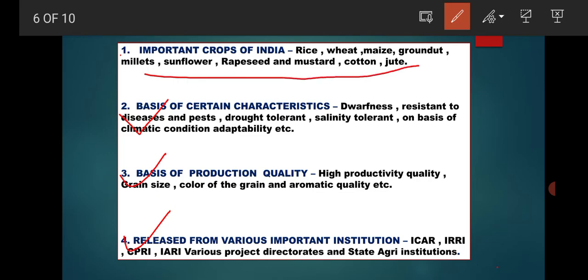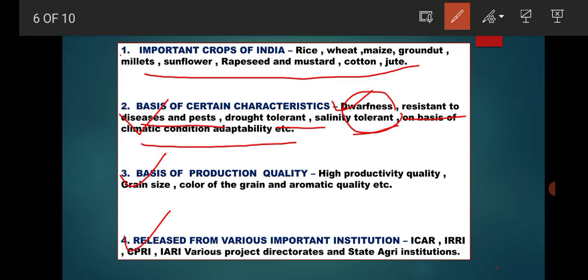Okay guys, next comes certain characteristics. How are these classified? Like dwarfness. This is because if there is lesser area and we want more productivity, we can take dwarf varieties. Resistant to various diseases and pests. Suppose in some areas there is more incidence of disease and pest, but this variety works very well for that disease or pest, so that is also very important. Then drought tolerant, salinity tolerant, climatic condition adaptability, etc.